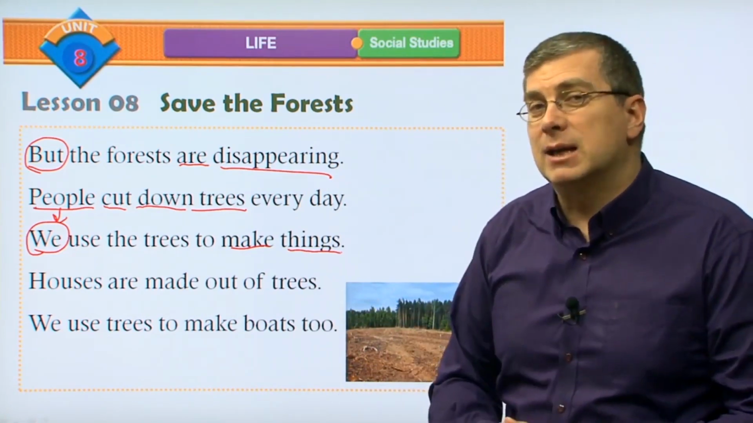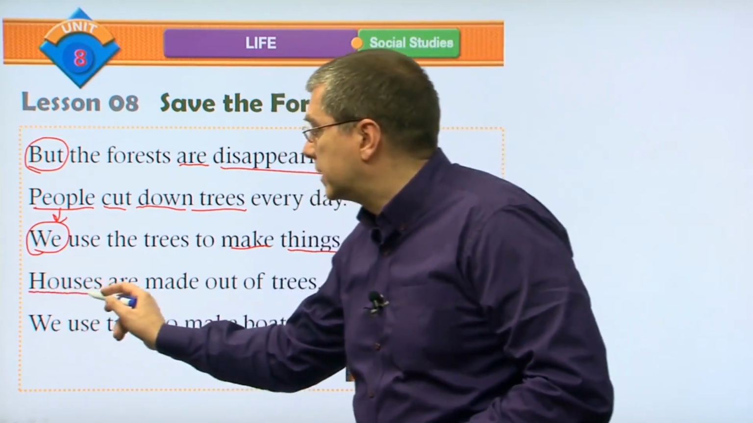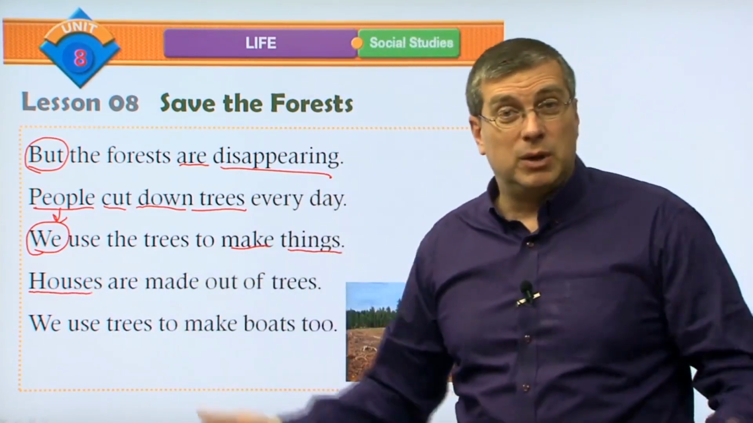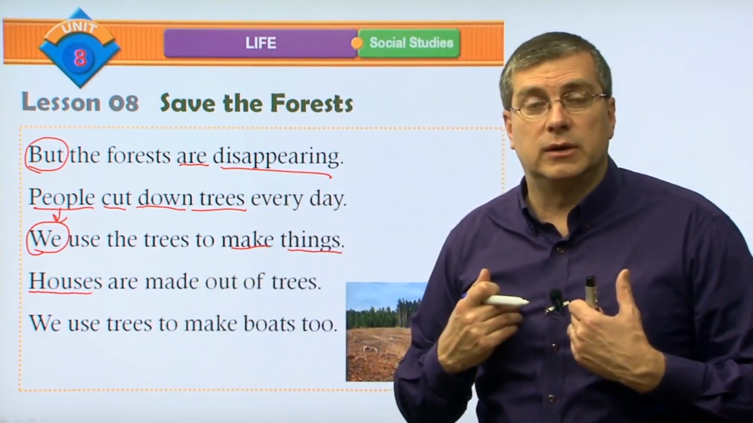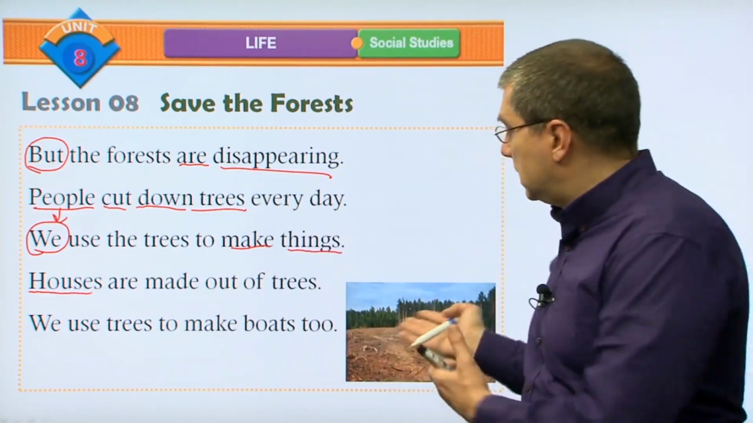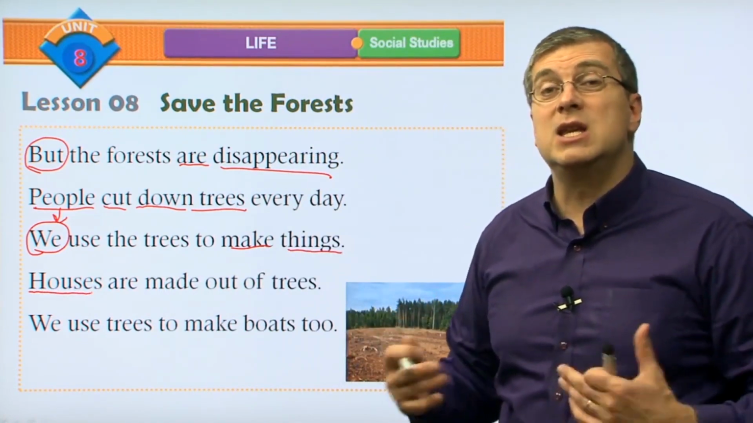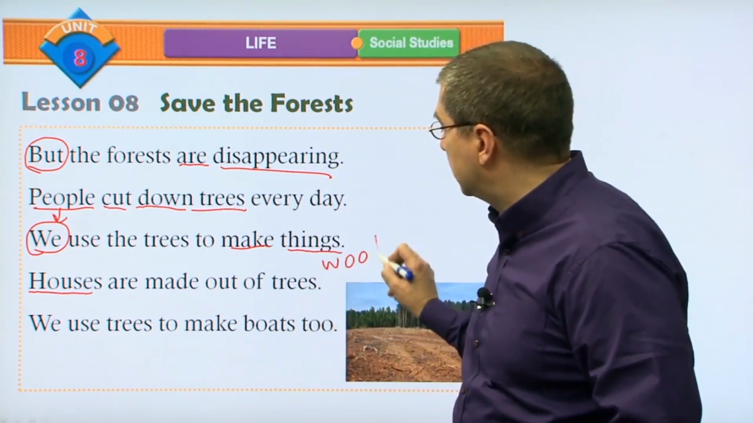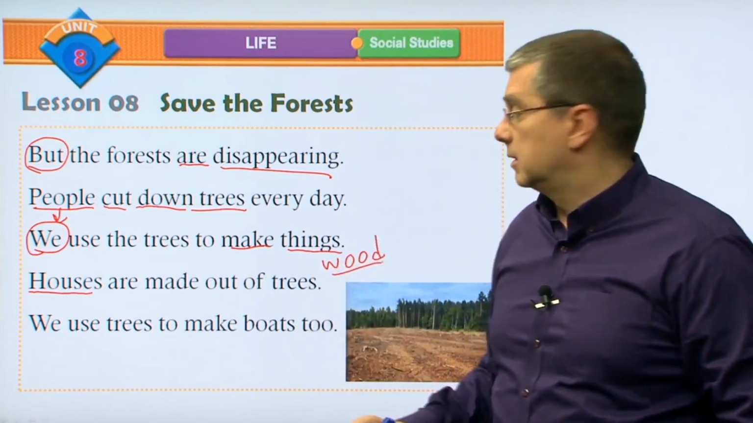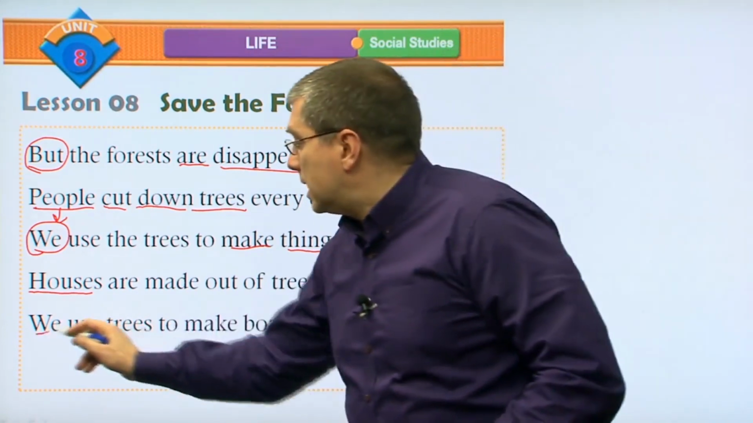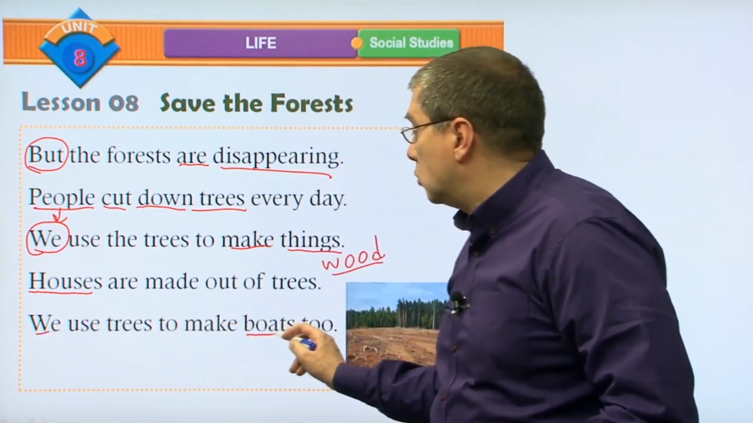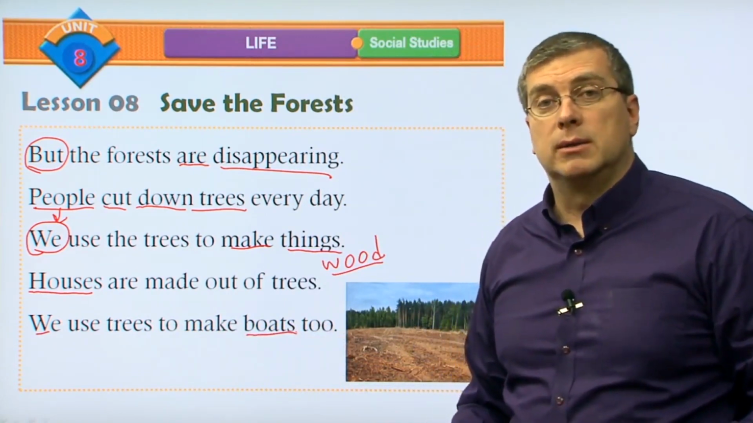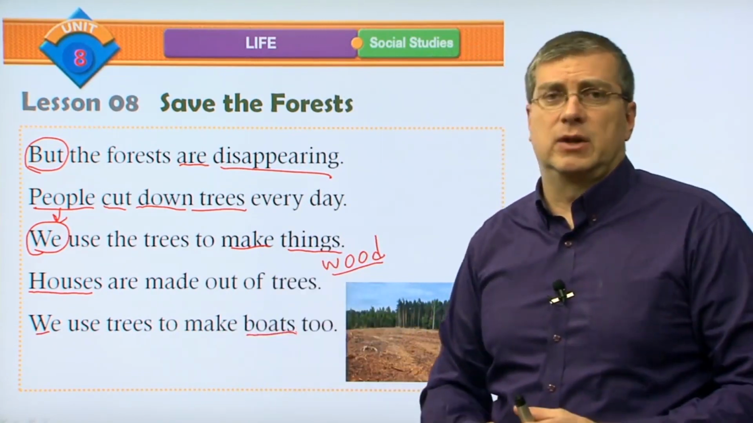What do we make? Well, we make houses. Houses are made out of trees. If we want to build a house for our shelter, our home, then we need to use the wood from the trees. What else? We use trees to make boats too. So many boats are made from wood, right? Actually, a lot of things are made from wood.